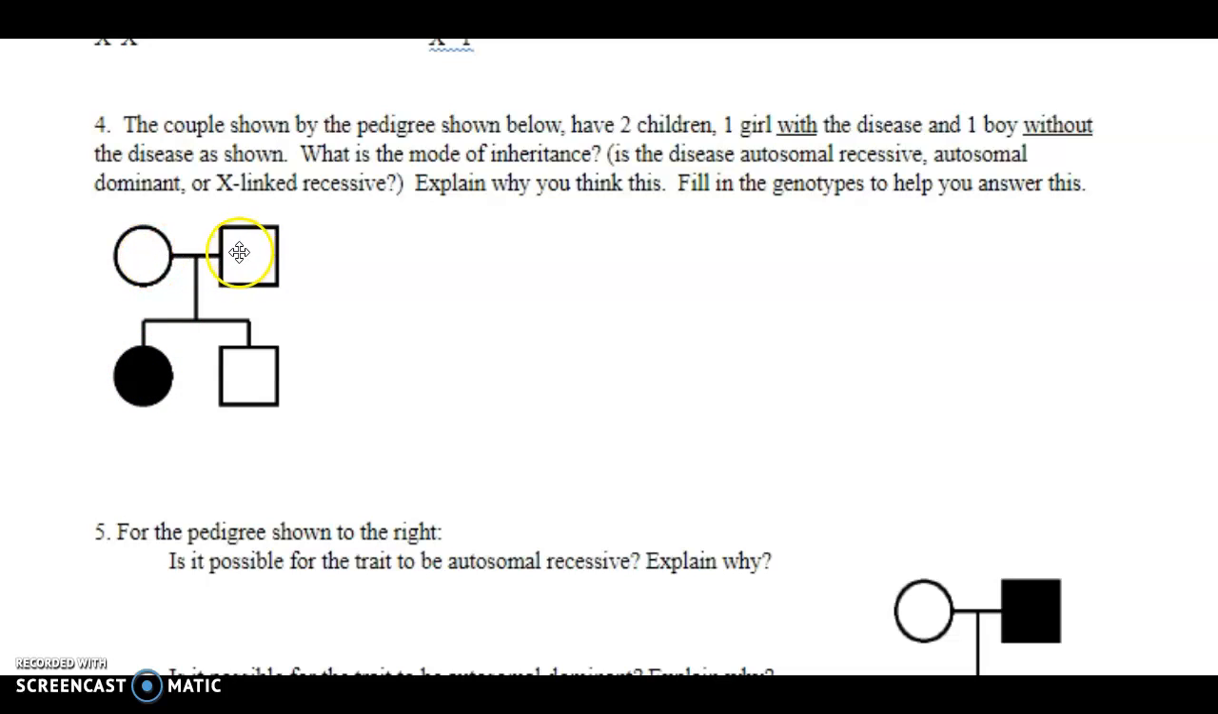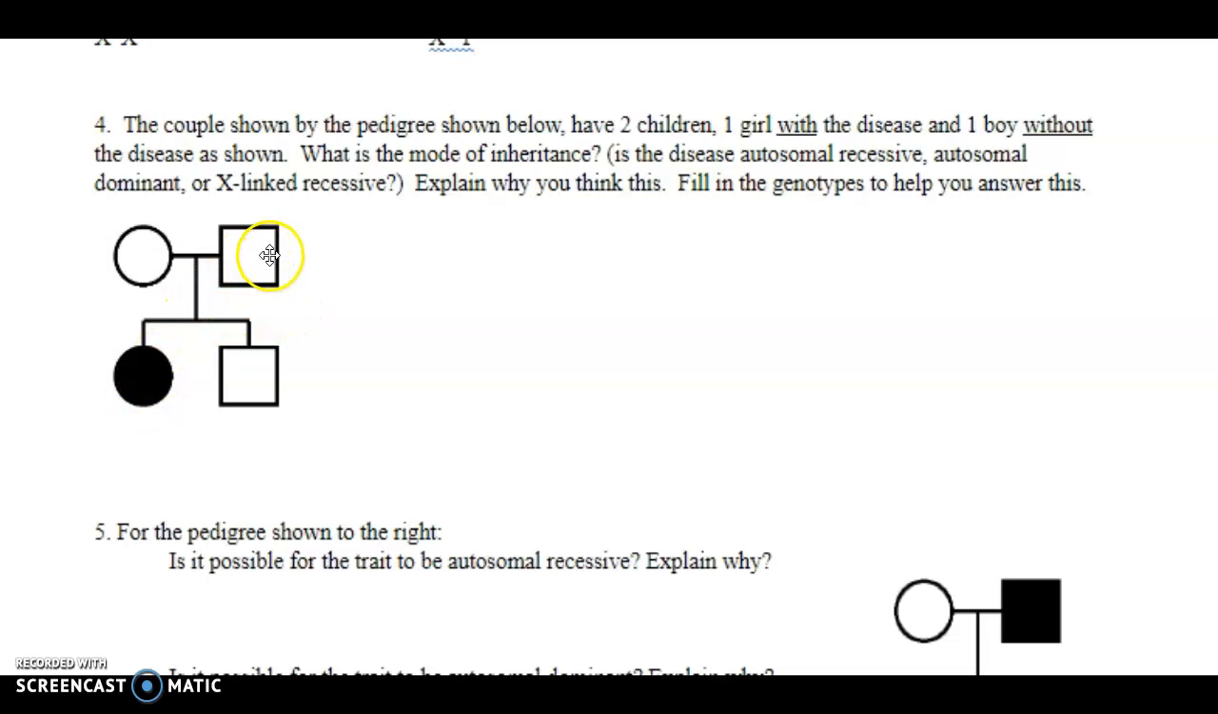They do not have the trait, so it would have to be recessive. If it were X-linked recessive, then she would have had to have gotten an X with the trait from mom and an X with the trait from dad.